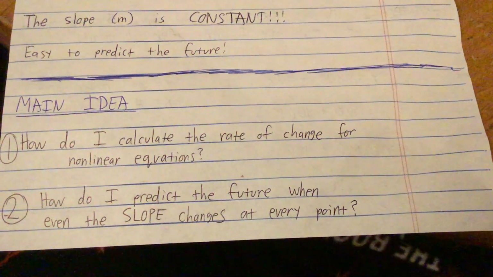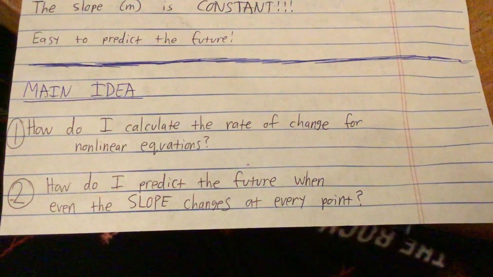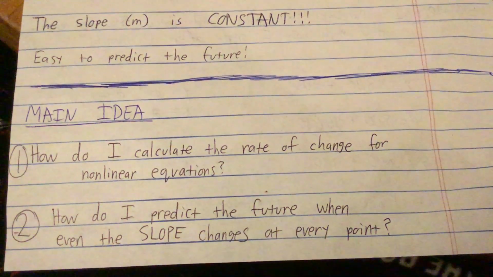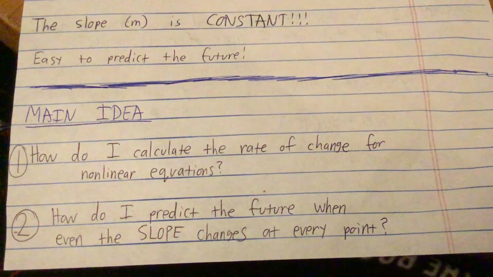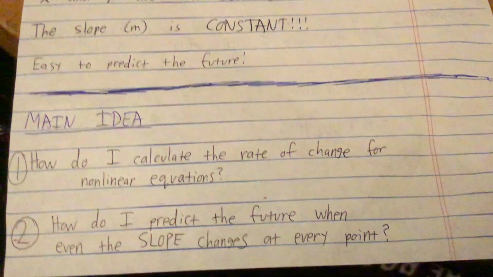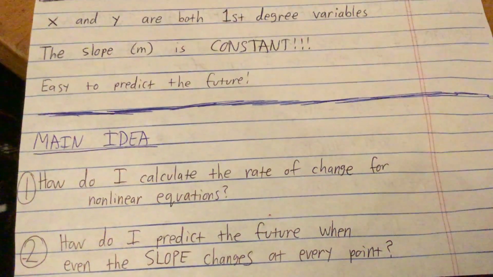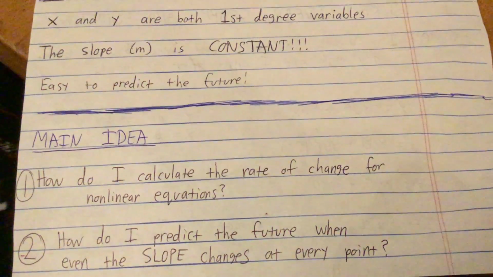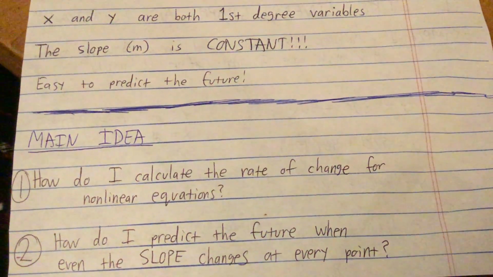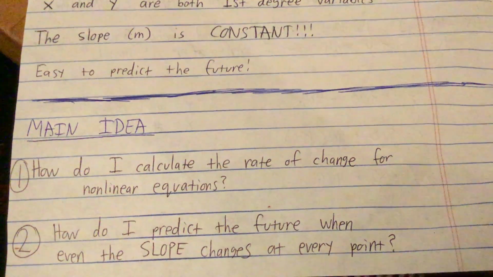But the main idea of what we're doing in calculus is, okay, well, how do I calculate slope for nonlinear equations? After all, things curve in our everyday life. How do I predict the future when even the slope changes at every point? I mean, if you've ever run the mile in PE class, I'm not that great of a runner. I huff and puff at certain points when I run. I walk with my hands behind my head, trying to catch my breath. So my speed changes as I run.